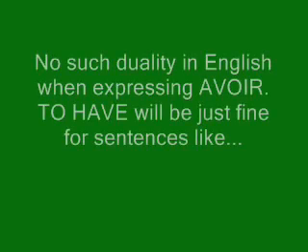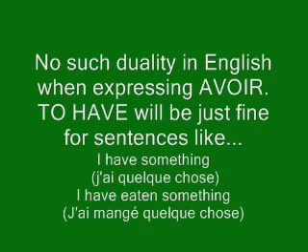But in English it is just to have. I have something, I have eaten something. And in French it is simply avoir. J'ai quelque chose, I have something. J'ai mangé quelque chose, I have eaten something. But in Spanish it's different. They have two verbs, tener and haber. And for those who speak or know Spanish, they can make the distinction.